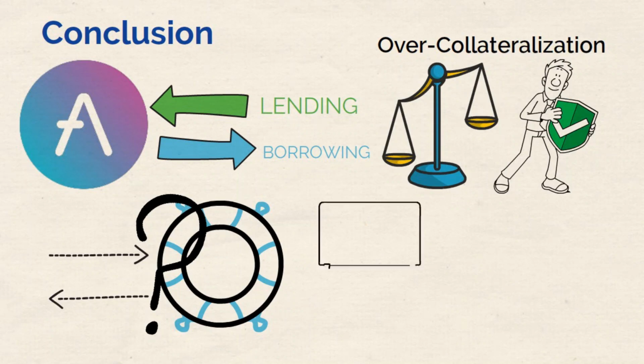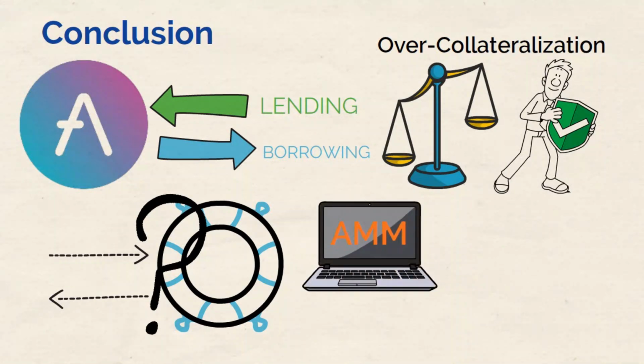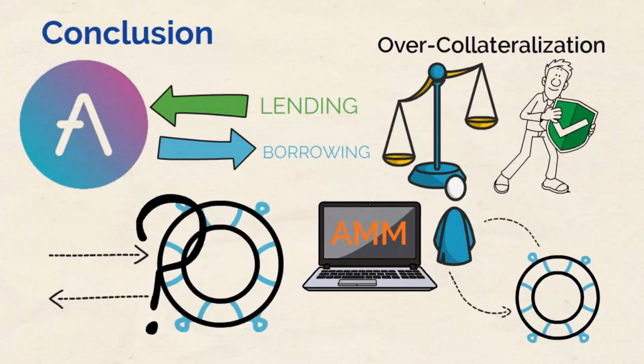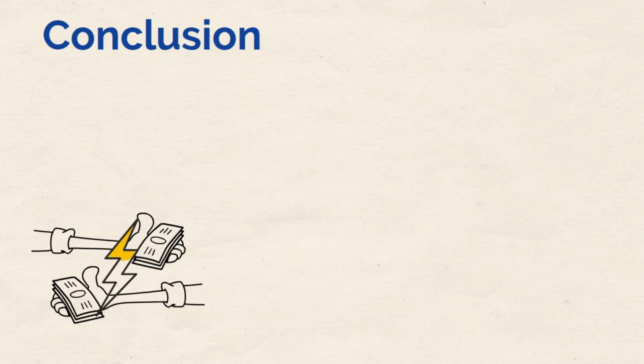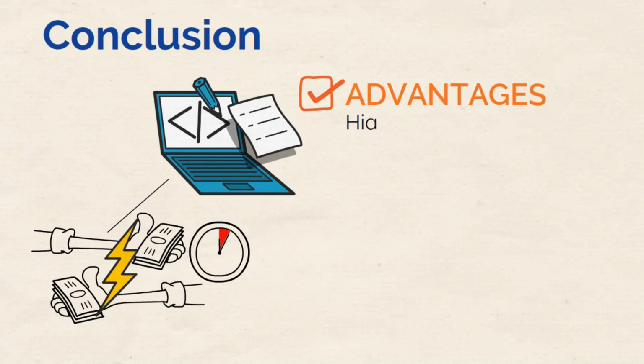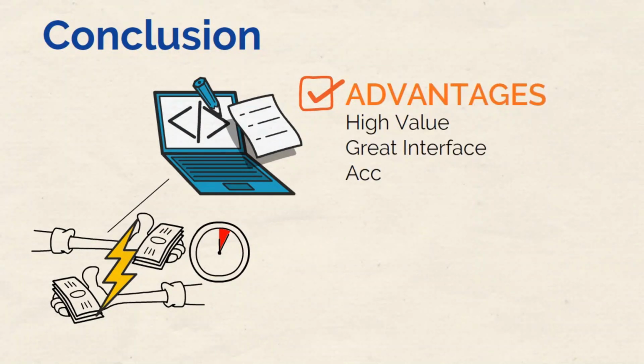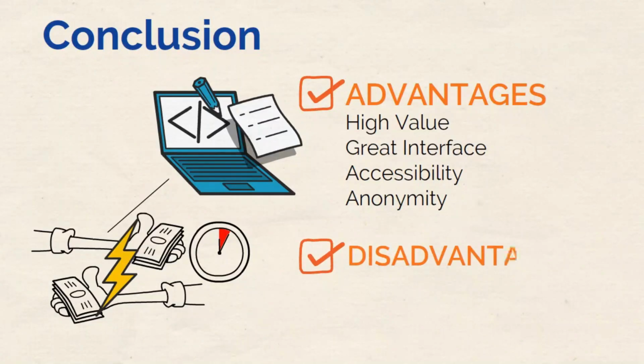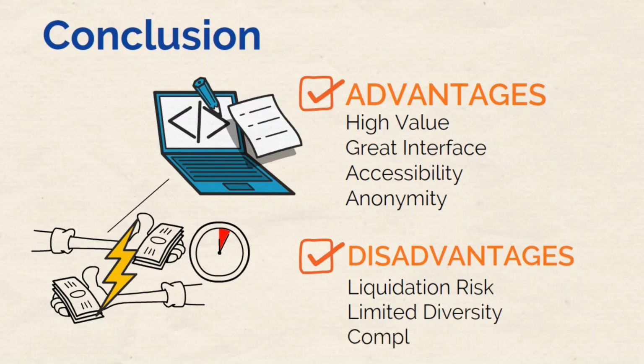This video also explored the idea of automated market makers on Aave, making things way easier for users by using a peer-to-liquidity model. Flash loans were there too, creating potential for quick profit opportunities, despite their need for smart contract coding. You saw some of Aave's advantages, the platform's high value, great interface, accessibility, and anonymity. However, this video also showed the downsides of using Aave, from liquidation risks to limited diversity and advanced features that can seem complex.